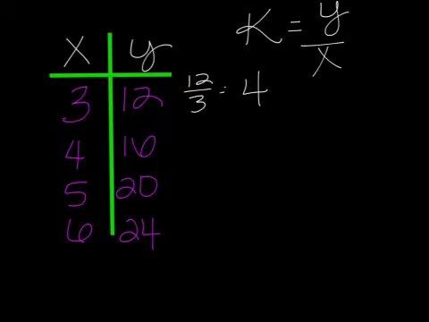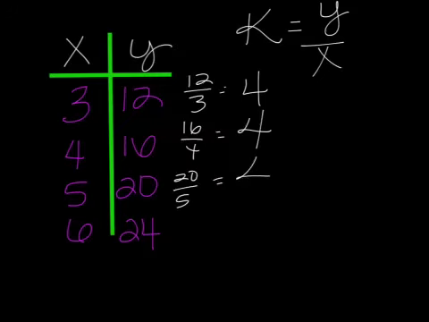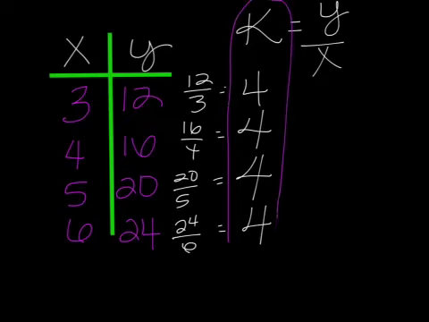Do the same thing for each value. Y over x, and 16 over 4 just gives me 4. Y over x, and 20 divided by 5 is 4. And last one, 24 over 6 gives me 4. Now, if all of these match, that means k equals 4. So my constant of proportionality for this one is 4.